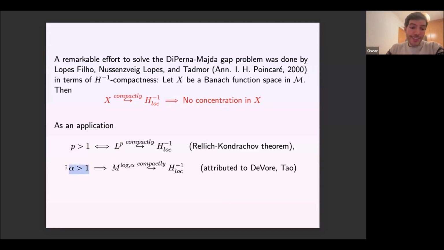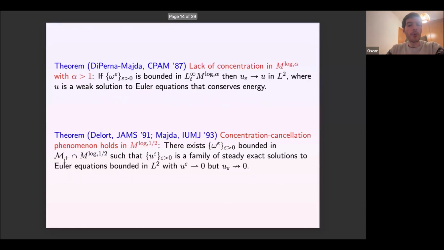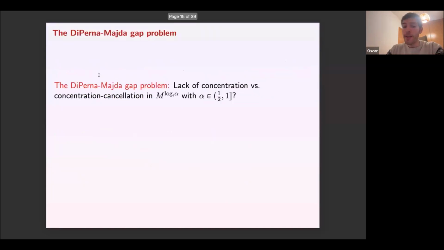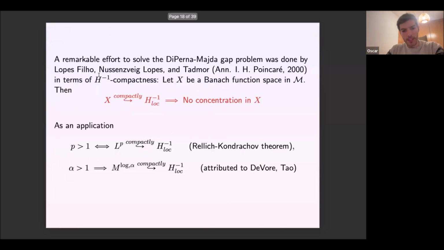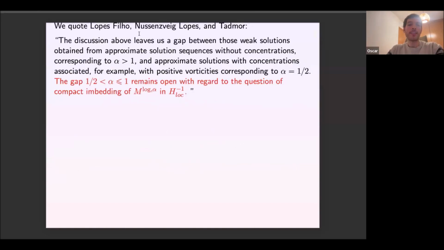However, here you see, again, the restriction alpha is larger than 1, as in the original paper by DiPerna and Majda. So different methods, but the same restriction. And then the authors, Lopes Filho, Nussenzveig Lopes, and Tadmor, make the following claim.